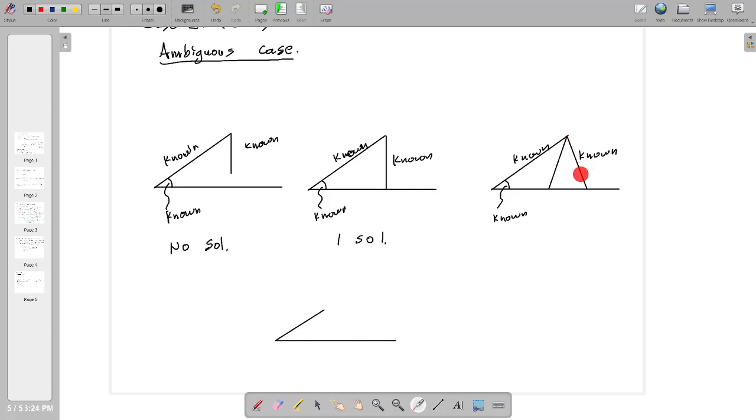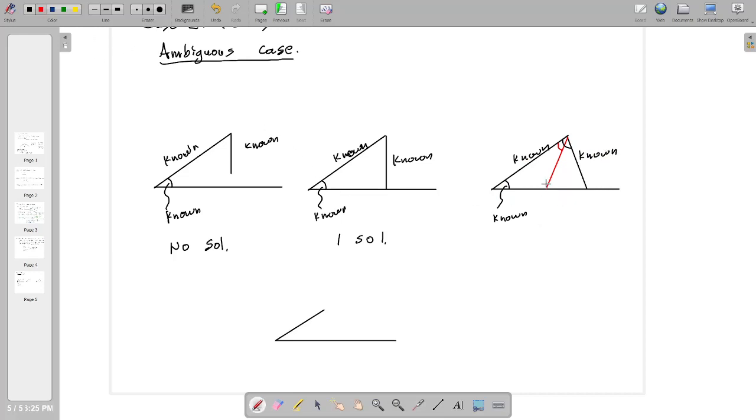Note that this side length is known, but this angle is not. So this length and this length are the same. Now, because we don't know what this angle is, it could be this angle, or it could be this angle. Notice that this side length didn't change. Neither did this side length, and neither did this angle. All three of the knowns have not changed, but we have two different possibilities.